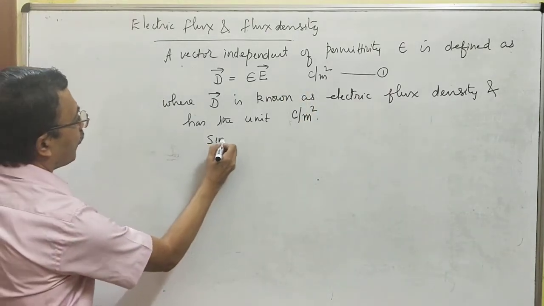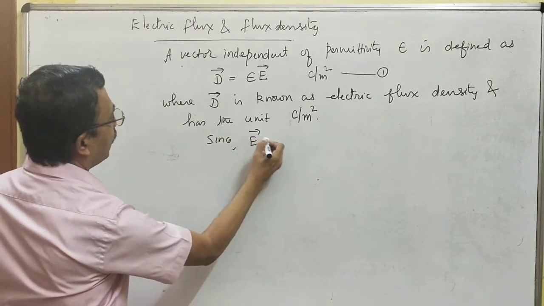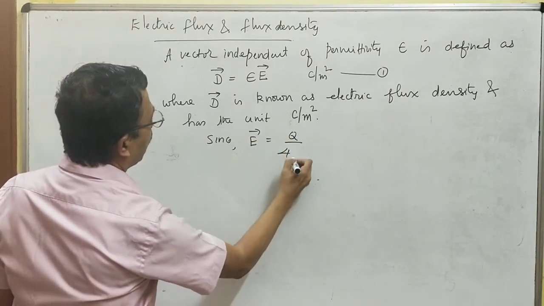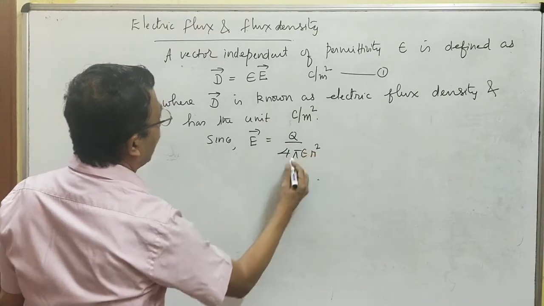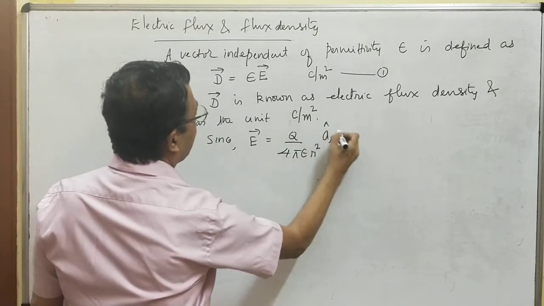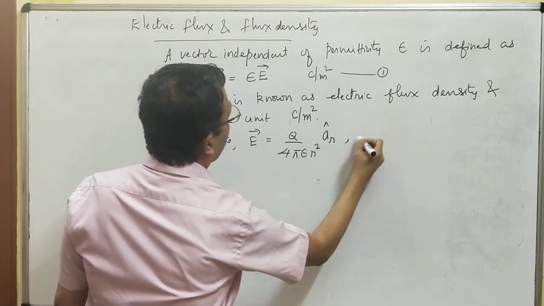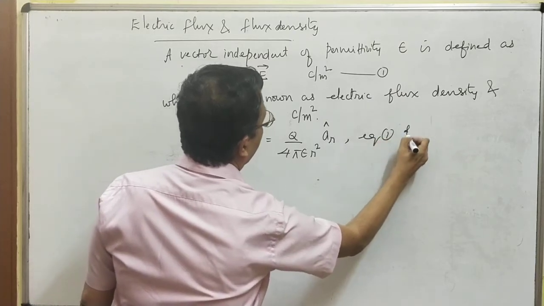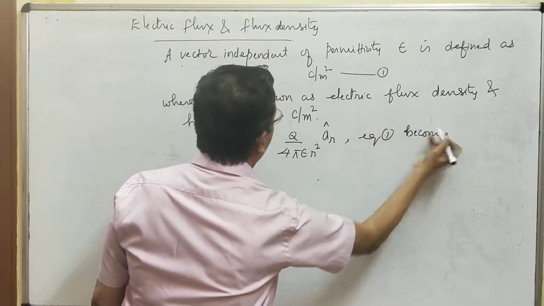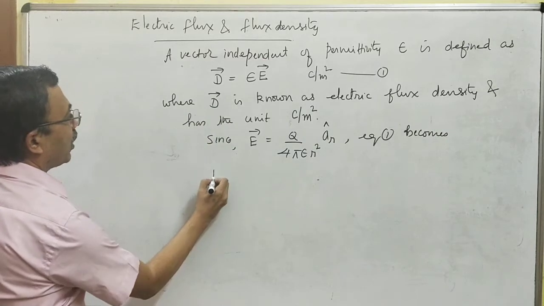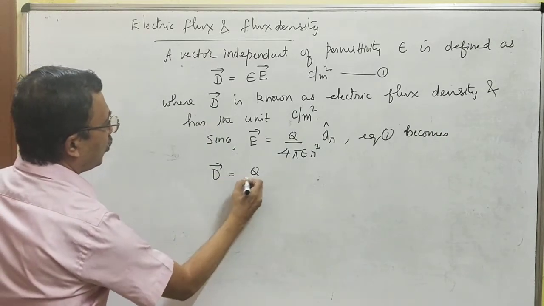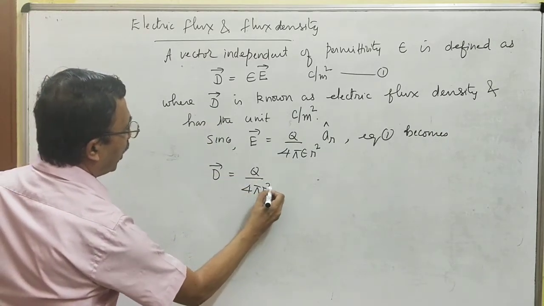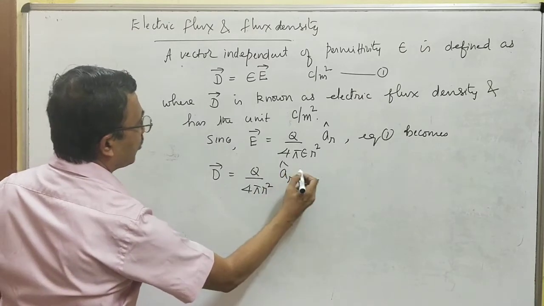Since vector E is equal to Q divided by 4 pi epsilon R square AR cap, equation 1 becomes vector D is equal to Q divided by 4 pi R square into AR cap.